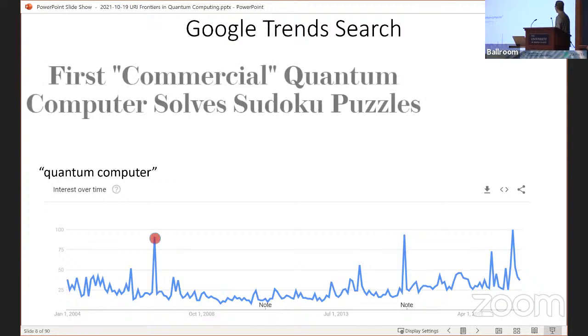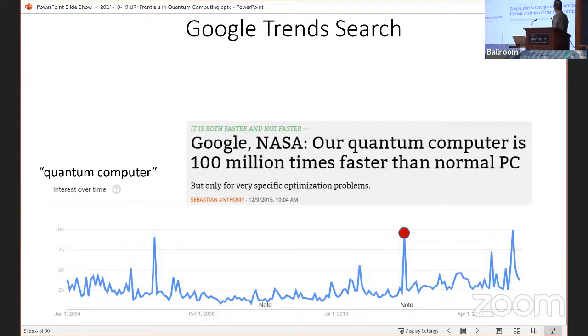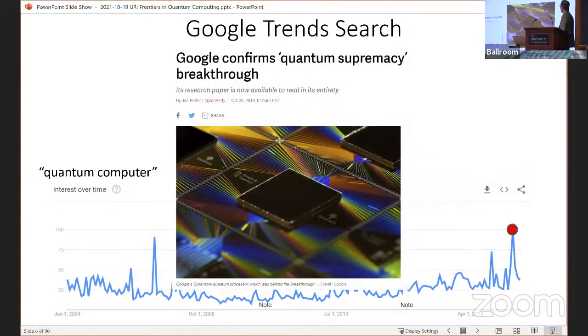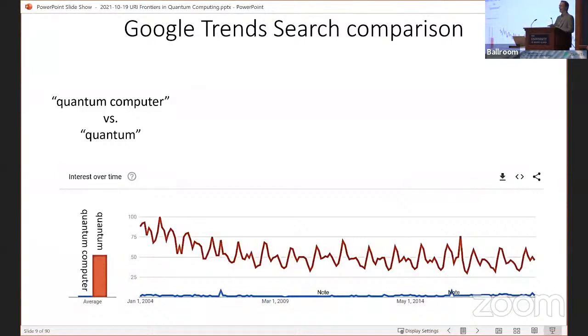So there was a spike in 2006, where apparently the first commercial quantum computer solved the Sudoku puzzle. There was another one, which I thought was really interesting. The way you could clearly tell the reporter was struggling with what the scientist or engineer was trying to tell them about what they had done. This is called quantum speedup, right? It was both faster and not faster at the same time. But they were trying to explain how quantum computers are only speeding up certain types of problems. And then, of course, a really big one, 2019, the Google breakthrough. Of course, we're at the beginning of the second quantum revolution. If you were to compare the keyword of the second quantum revolution, quantum computer, with the keyword of the first quantum revolution, quantum, of course, that's the red curve, right? That's quantum, right? So we have a long way to go before they start overlapping.